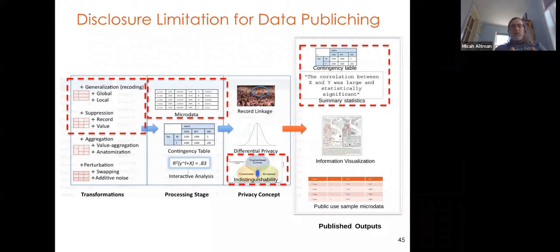Well, let's drill into disclosure limitation for data publishing. You can think of it mechanistically as you apply a set of transformations at a particular stage to execute a privacy goal, and it results in some output. So that's a mechanical timeline view of it. The important part here is really the privacy concept, because it's the privacy concept, like differential privacy, that dictates how protective the result is going to be, regardless of the transformation, the processing stage, or the particular output. It's the privacy concept that's creating the protection guarantee.